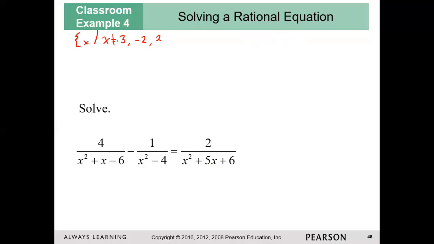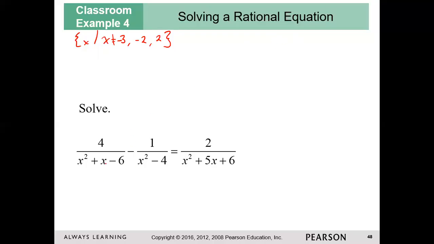And this should be -3, sorry. So there we go. So here's our list of things that x cannot be equal to. So again, -3 and -2 and +2 cannot be values for x.